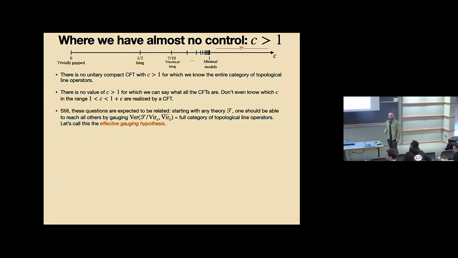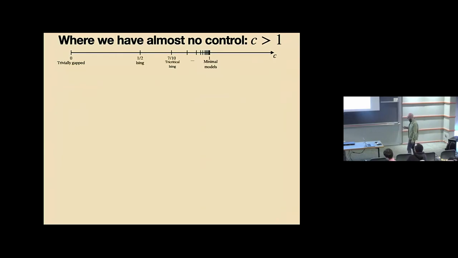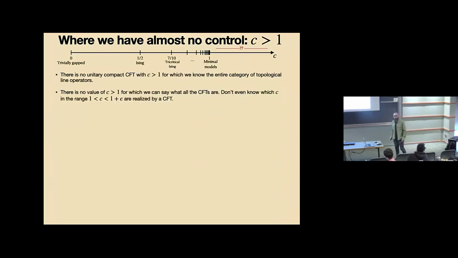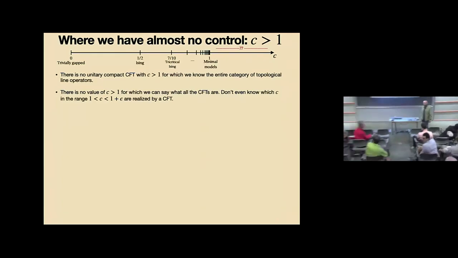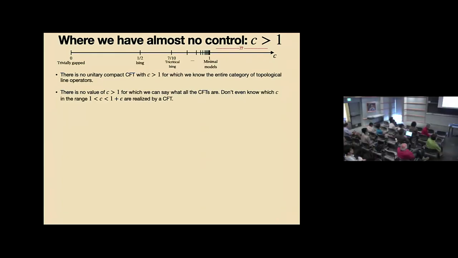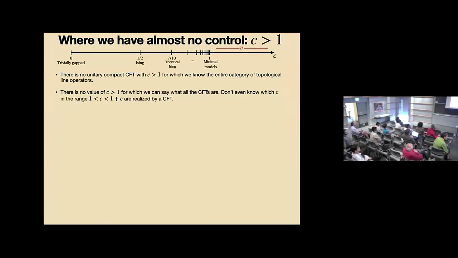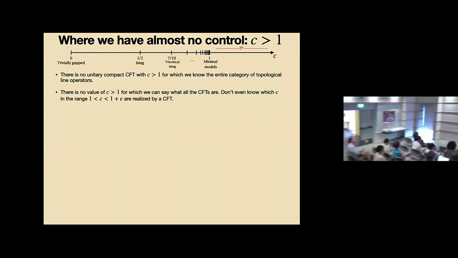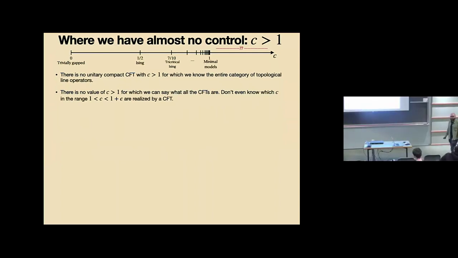Yeah. Is there a question? Making some extra assumptions, like Liouville theory is a continuum of c. Yeah, I'm assuming unitary compact. So I don't want to consider things like Liouville here. Yeah, thanks for the question.